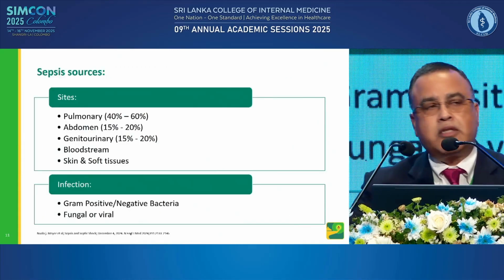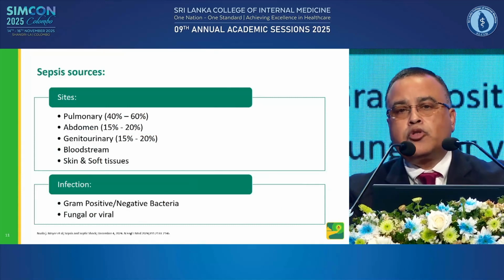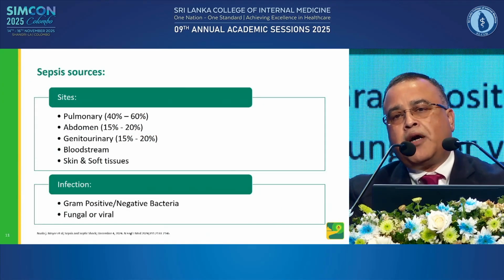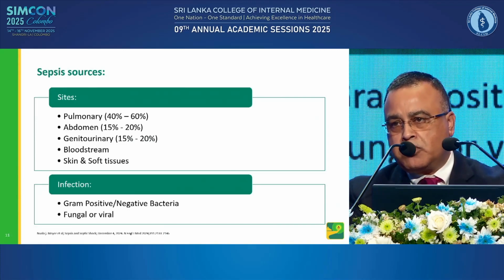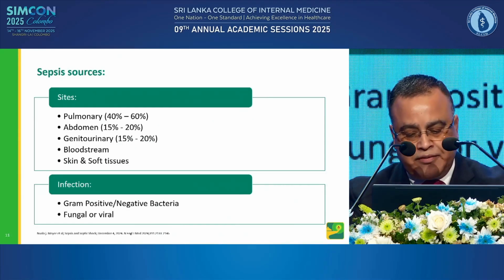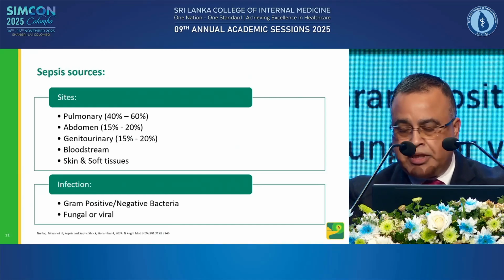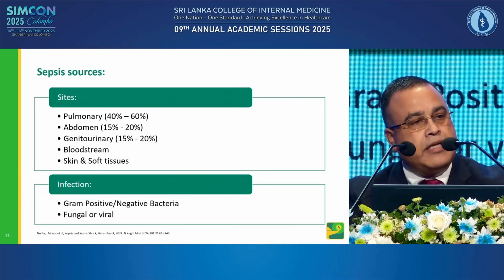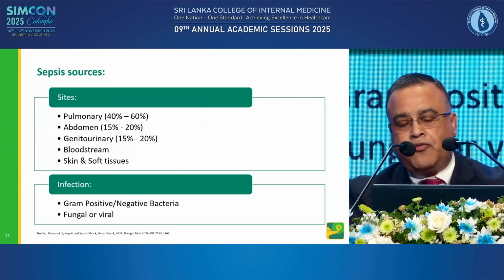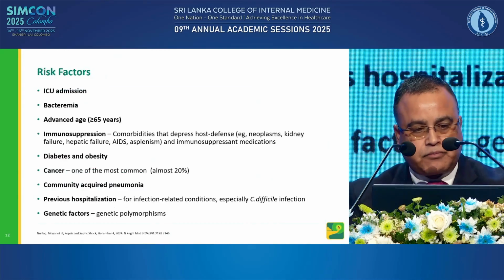Very quickly, what are the sources? Most commonly they are pulmonary, abdomen, and GU, in that order. But after age 65, urinary tract infection is the number one cause. So even if you're taking a board exam, that should be your answer. Anyone who is elderly, above 65, the commonest source is the urine, not the pulmonary. And in terms of infections, gram-positive and gram-negative bacteria are the commonest, followed by fungal or viral.